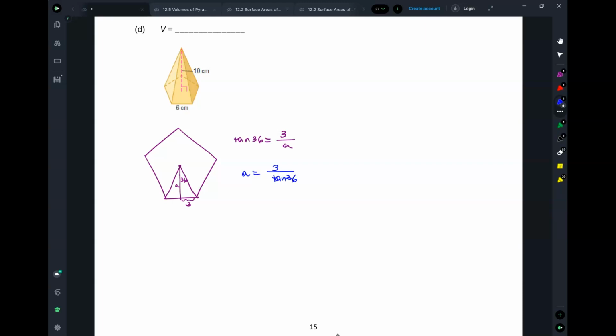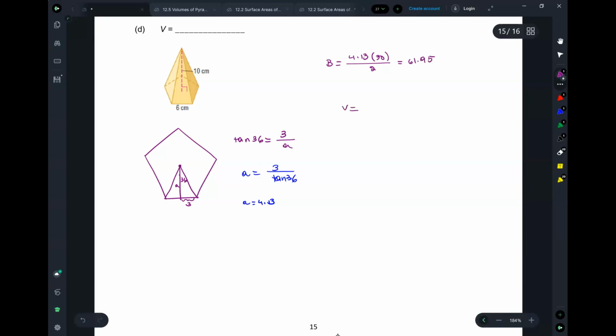So how much is this? When you put it in the calculator, how much is A? 4.13. Okay, how do we find base area then? Okay, so 4.13 times what? Times 30 divided by 2. Thank you, 61.95. Look at that teamwork here.